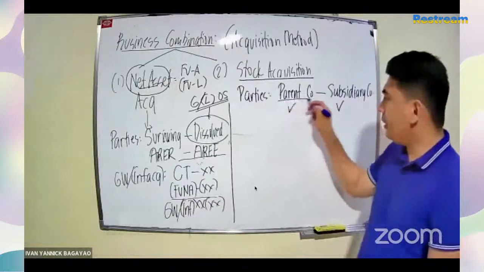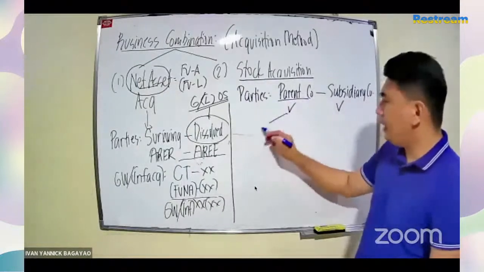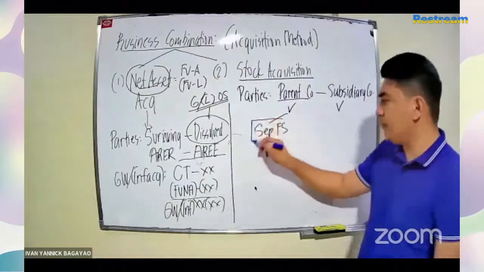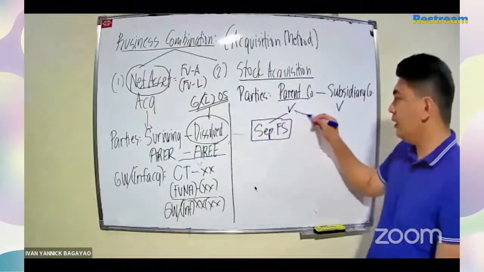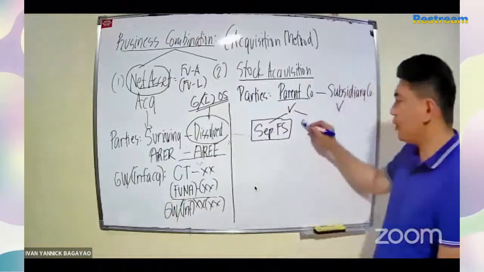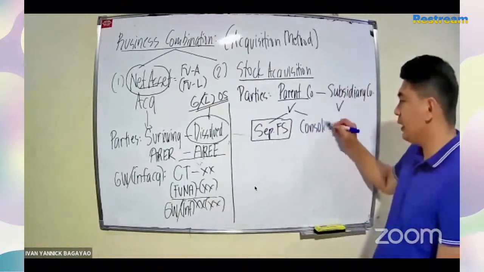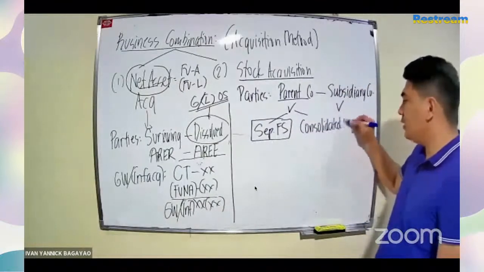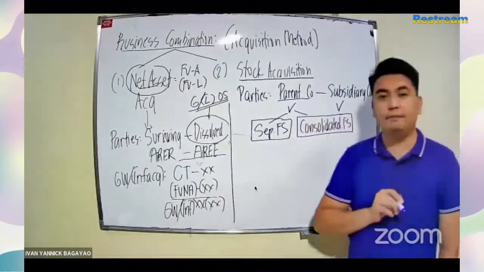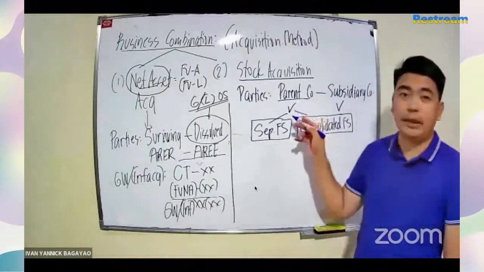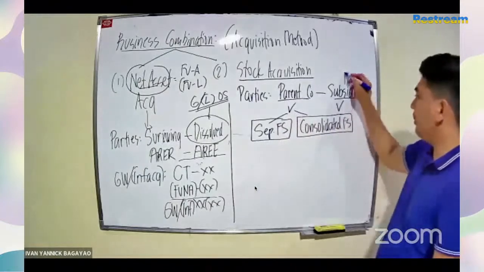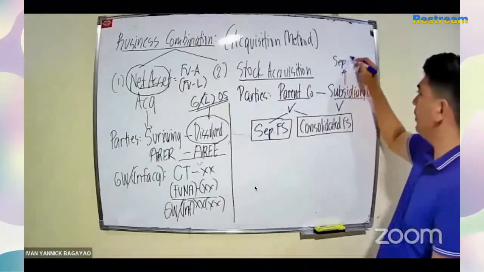But the parent company has to prepare not only its separate FS, for example Jollibee's, but is obliged to also submit the consolidated financial statements, the Conso FS. So it is the parent company, Jollibee in that case. And the subsidiary prepares only its separate FS.